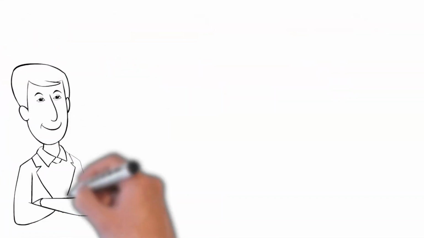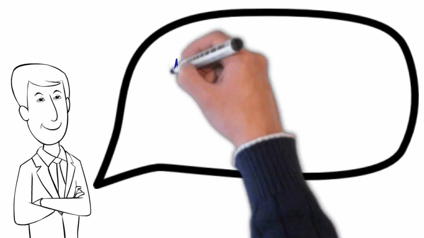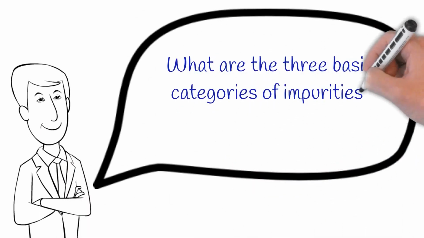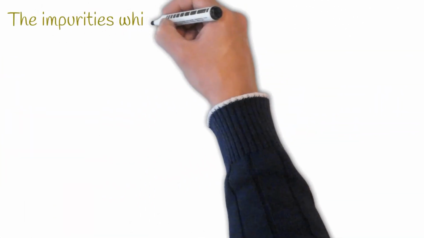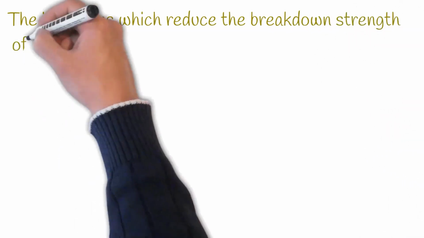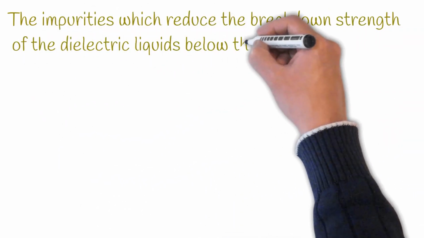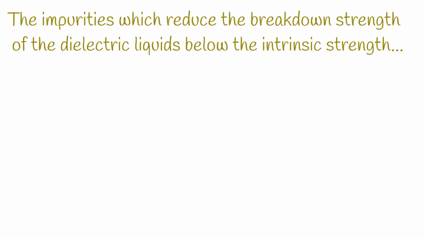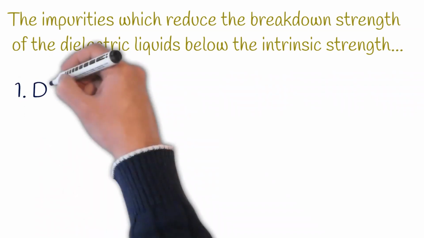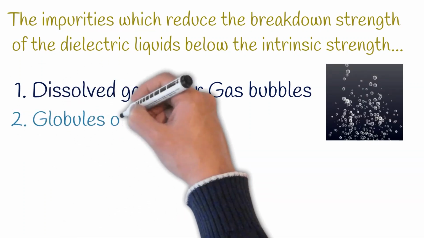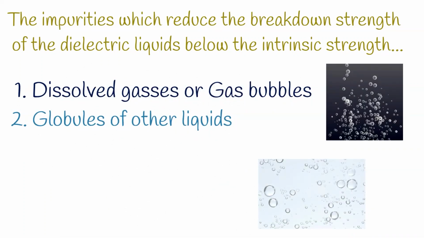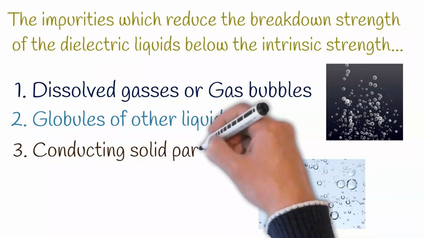Okay, now let me ask you something. Do you know what are the three basic categories of impurities contained in a liquid dielectric? Alright, now I am going to explain them briefly to you. The impurities which cause a reduction of the breakdown strength of the dielectric liquids below their intrinsic strength fall into three categories. 1. Dissolved gases or gas bubbles, 2. Globules of other liquids, and 3. Conducting solid particles.